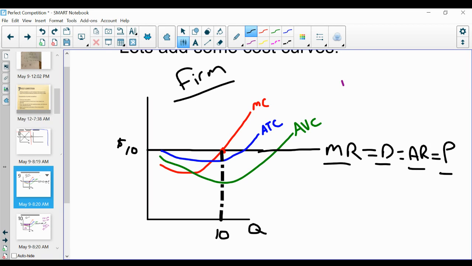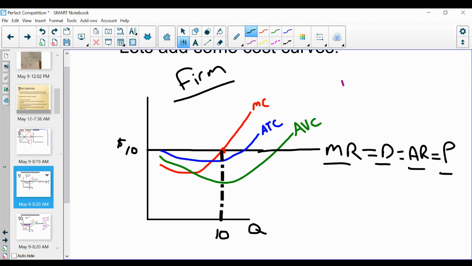Why marginal revenue? Because if I sell one more crate of apples, I get another $10. And remember, marginal means one additional unit. What do I get from that? That's also my demand curve. We already looked at that on the last slide. Average revenue, you know how to do that from the last unit, and it's also equal to price. We know that's $10 because they are price takers.